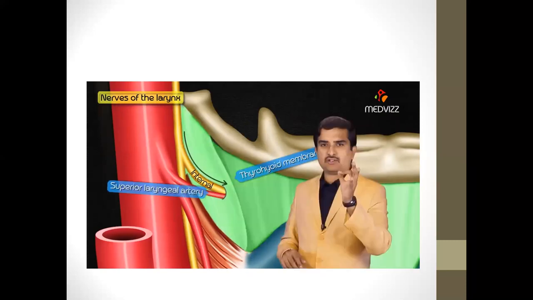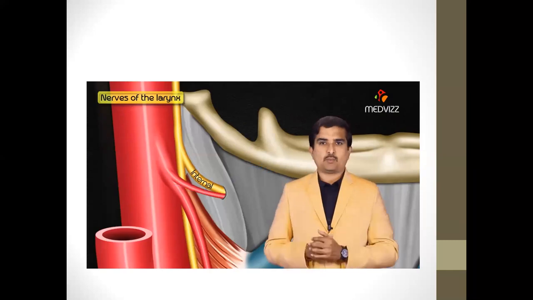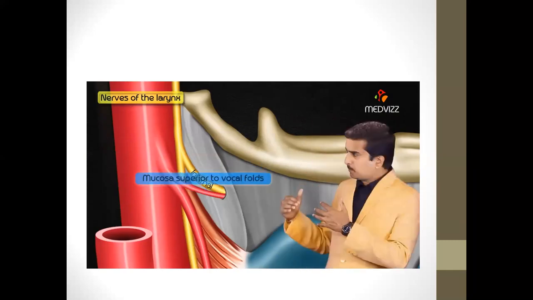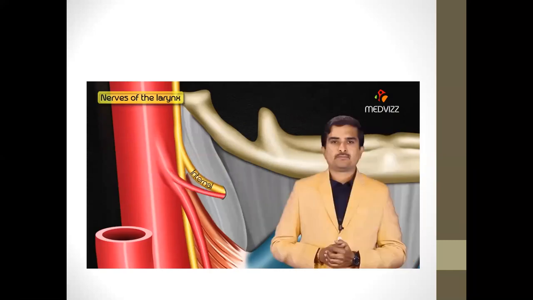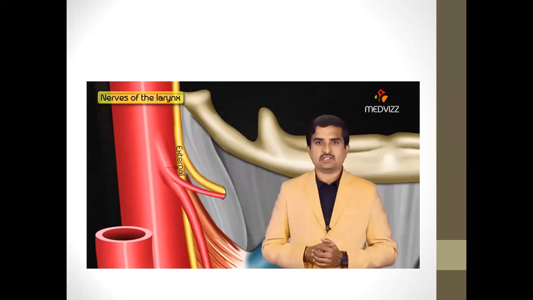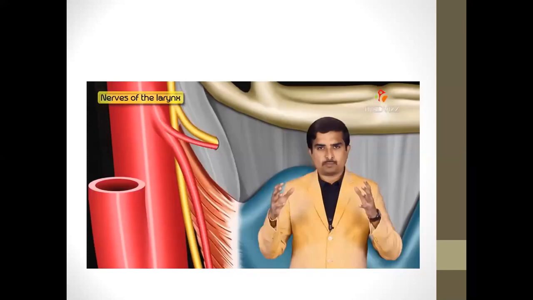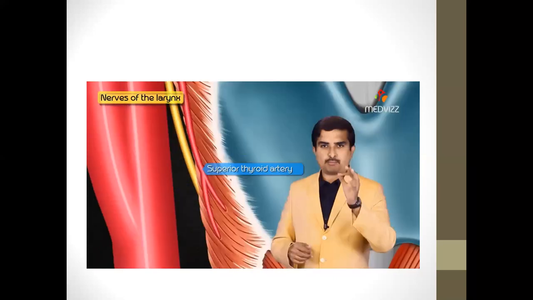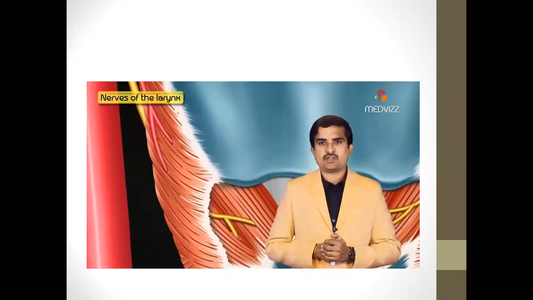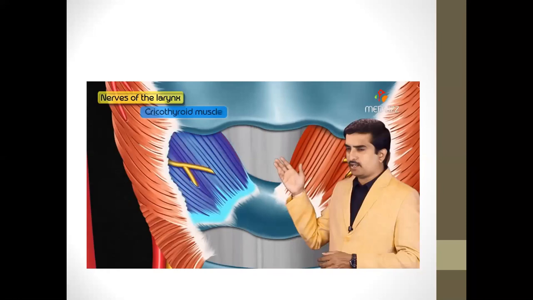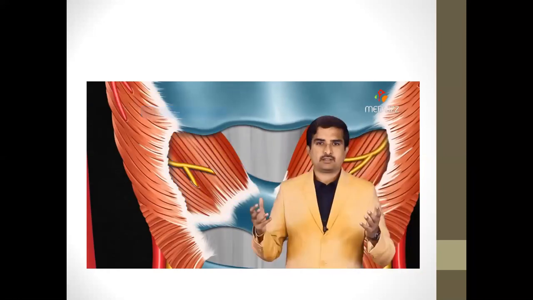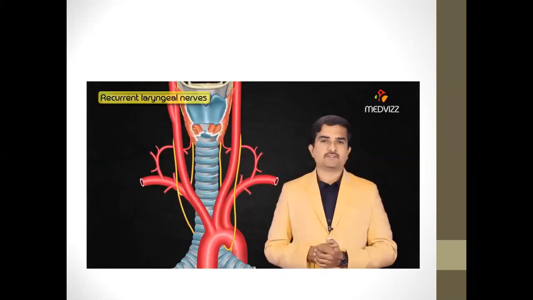Laryngeal artery and provides sensory innervation to the mucosa superior to the vocal folds. And next is the external laryngeal nerve, which travels with the superior thyroid artery and provides motor innervation to the cricothyroid muscles. And next are the recurrent laryngeal nerves.